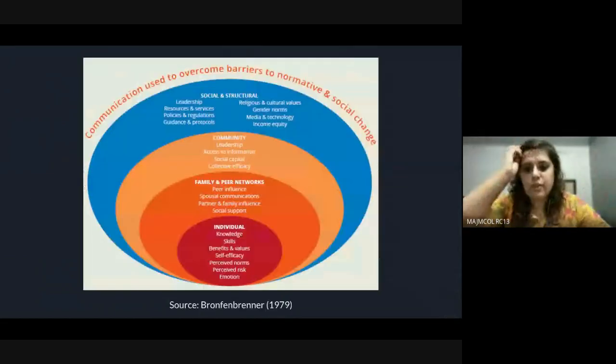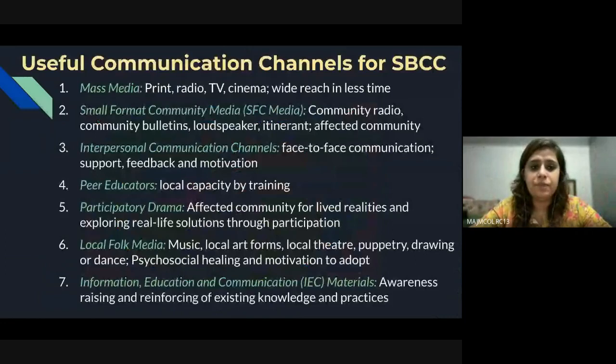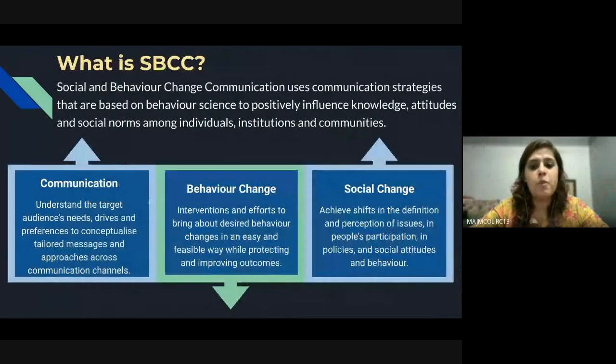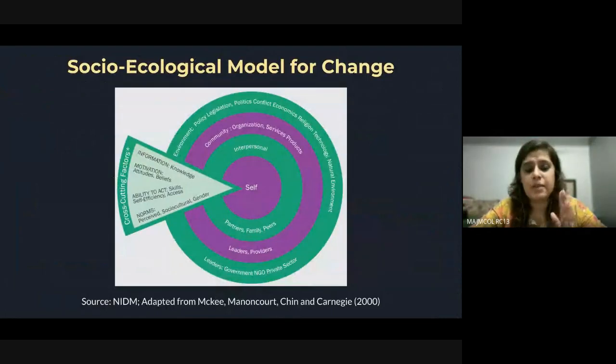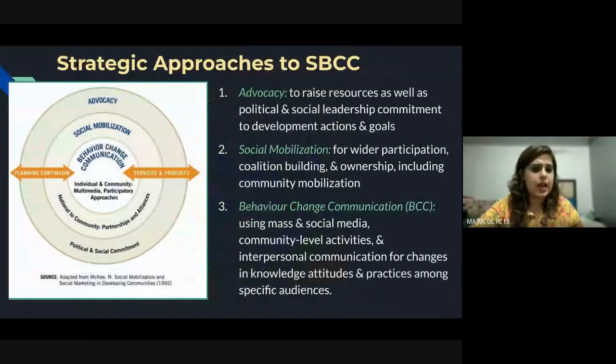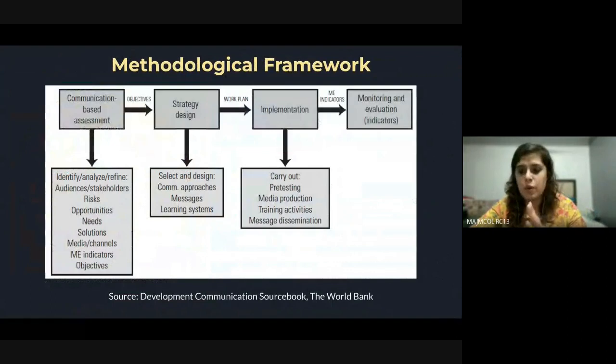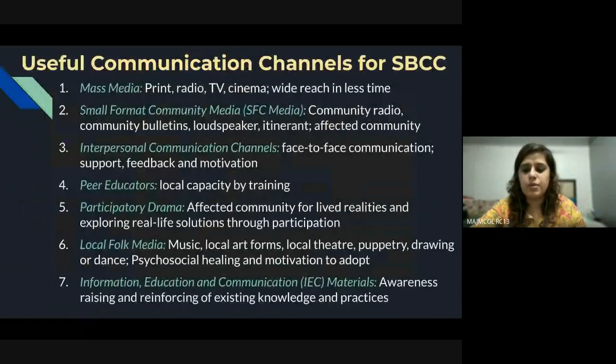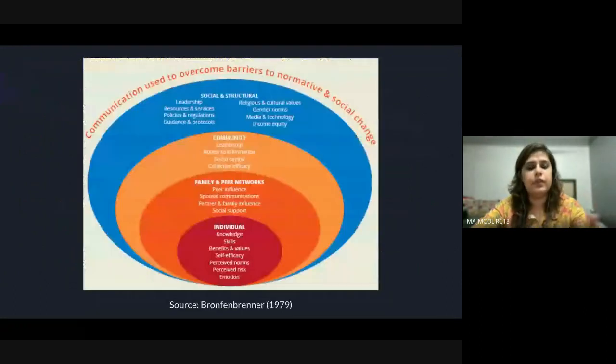So this was about social and behavioral change, wherein we talked about what exactly SBCC is, what kind of models, the SEM model, which becomes a base for SBCC for development communication, what kind of approaches we might have, what kind of methodology we might adopt to bring about social and behavioral change, and what kind of communication channels we might adopt at different levels, at different stages of our communication, to disseminate information and to bring about a change at the social, attitudinal and behavioral level. These were the communication channels we might use to overcome barriers at the four stages in the SEM model.